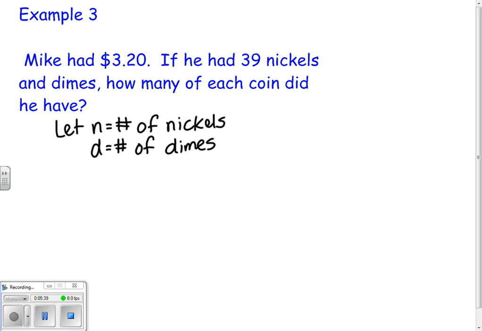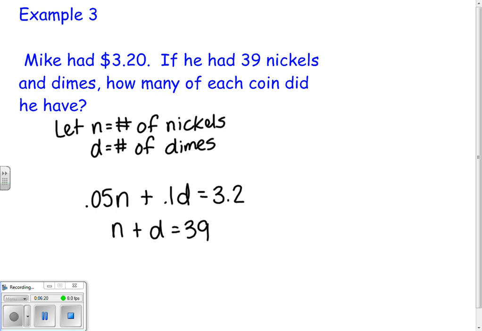All right, the first sentence. He had $3.20. And this is like the last one when we talked about the number of adults costing this much each and the number of children costing this much each. Well, when we know nickels and dimes, we already know how much they cost. We already know that each nickel is 5 cents. In dollars, that's 0.05. So 0.05 times the number of nickels, 0.10 for the number of dimes because they're 10 cents. Together, that should give Mike the 3.2 that he says he has. Keep everything in terms of dollars. I know that he had 39 nickels and dimes, so I know that the number of nickels plus the number of dimes would equal 39.